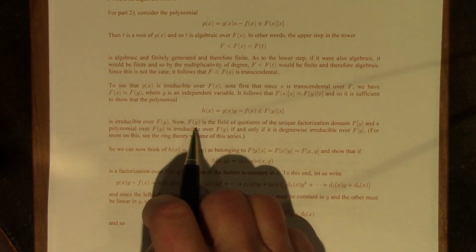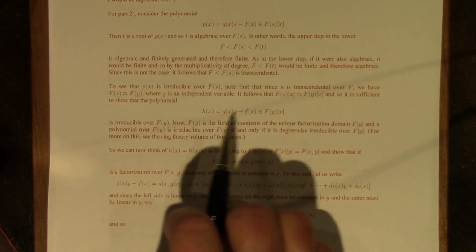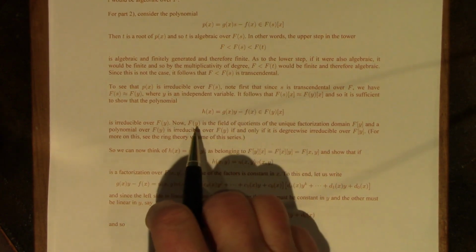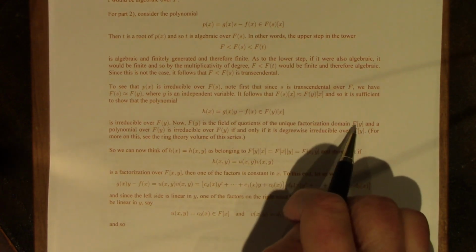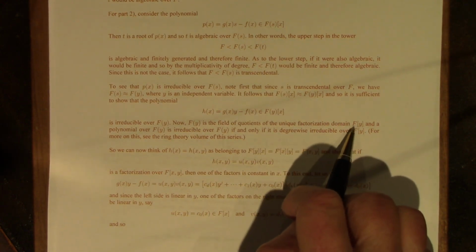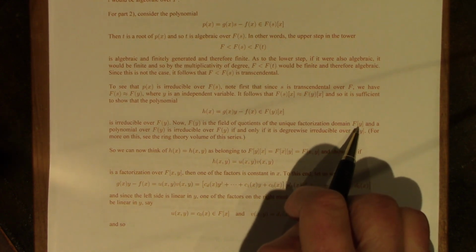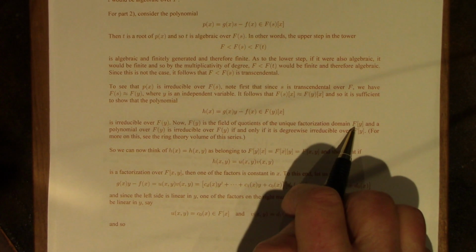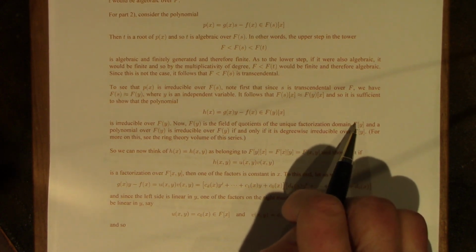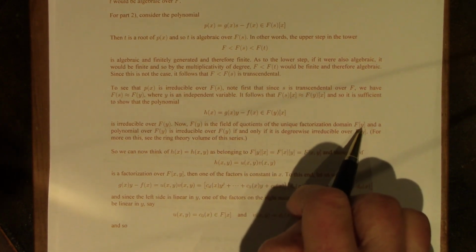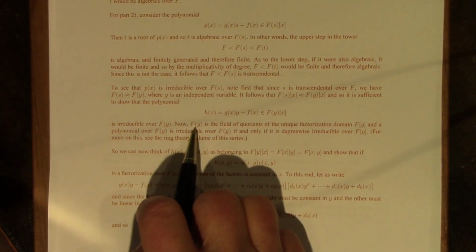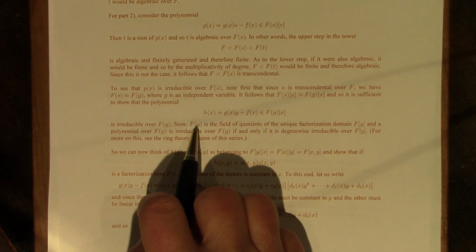Now, F with y adjoined is the field of quotients of the unique factorization domain F square bracket y, the polynomials in y over F. Another way to say this in reverse is that the field of quotients of a polynomial ring is the field of rational functions in that variable.